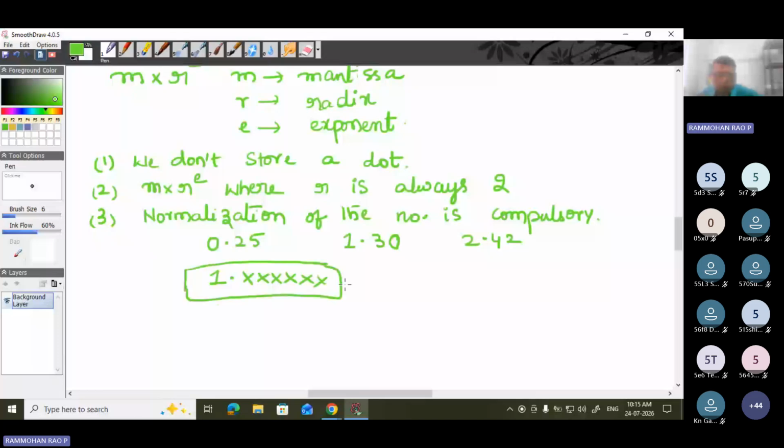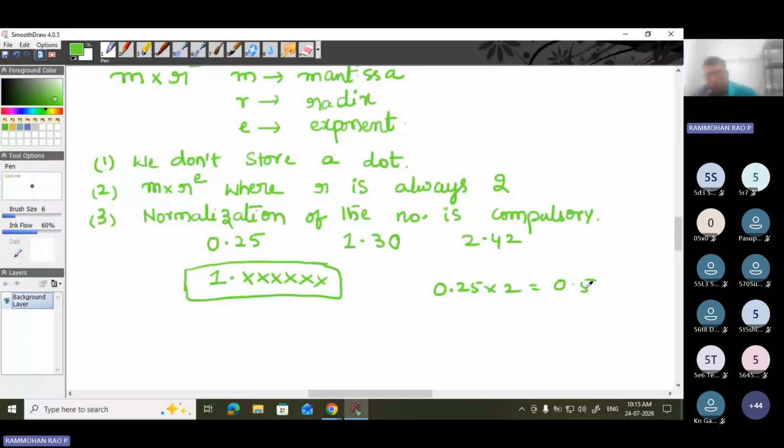For example, 0.25 is there. How do I represent 0.25 in 1.xxx format? So I'll multiply 0.25 into 2. I'll get 0.5. Then 0.5 into 2, I'll get 1.0. Like that, you have to make sure the number is normalized. Okay. You will understand normalization when we solve one example.